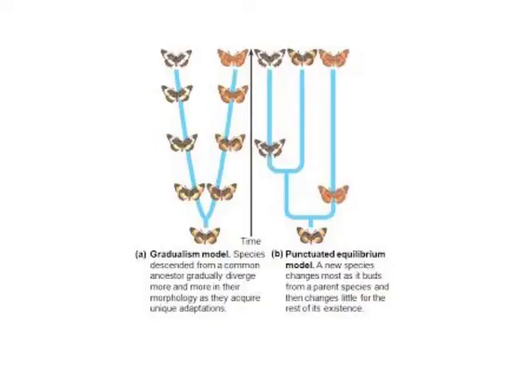Now, in terms of how fast this happens, what Darwin said was gradualism. He said that species changed slowly and steadily over time, and this is what you're seeing on the left-hand side. The butterfly starts like this, and what you get are slow, gradual changes over time that eventually result in these two different kinds of butterflies.